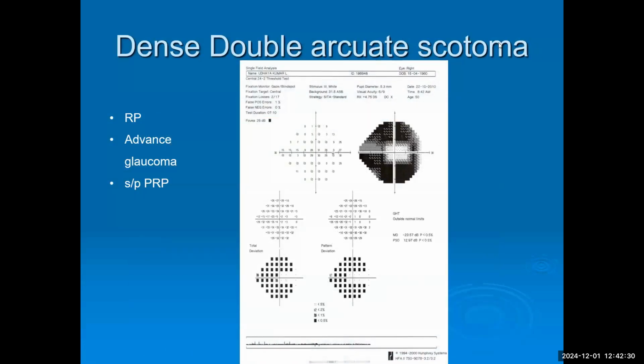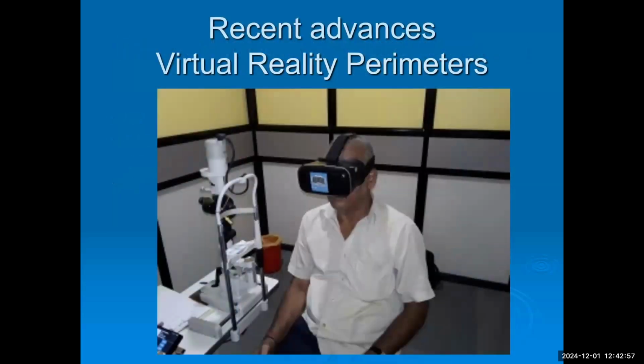Some cases like this can have dense double arcuate scotomas, that is, superior and inferior completely involved. Only the central field remains, like what we usually call a tubular field, that the patient will have. The patient may be having 6/6, but because of this tubular field, he will be affected so much. So we need to make sure we do visual fields in such patients. Examples are those with retinitis pigmentosa, advanced glaucomas, or those who have undergone panretinal photocoagulation.